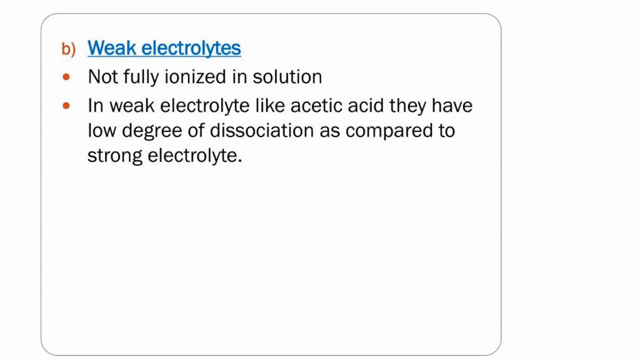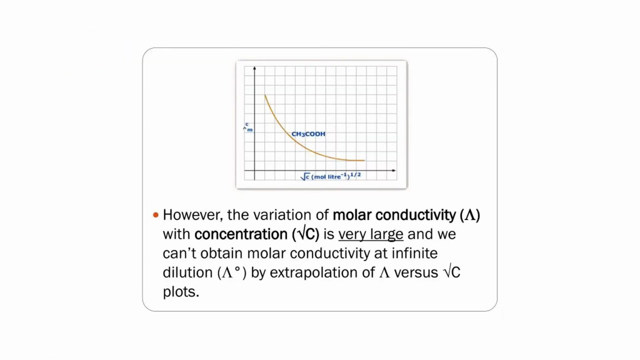But in the case of weak electrolyte, it is not fully ionized, and so when we decrease the concentration, the degree of dissociation will increase. So more ions will be produced during this dilution process. So at first the conductivity will be very low, and when we increase the dilution, or decrease the concentration, we can see that there will be a sharp increase in conductance.